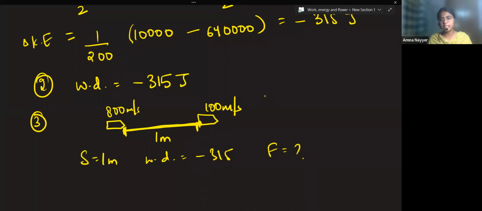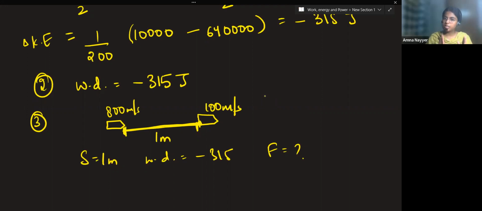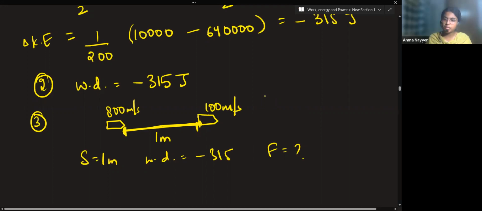Ma'am, yes, Aram, is it work done upon displacement? Exactly. Good, Aram. Work done is equal to force into displacement. Dot product of force and displacement only, no? So here the angle will be what?